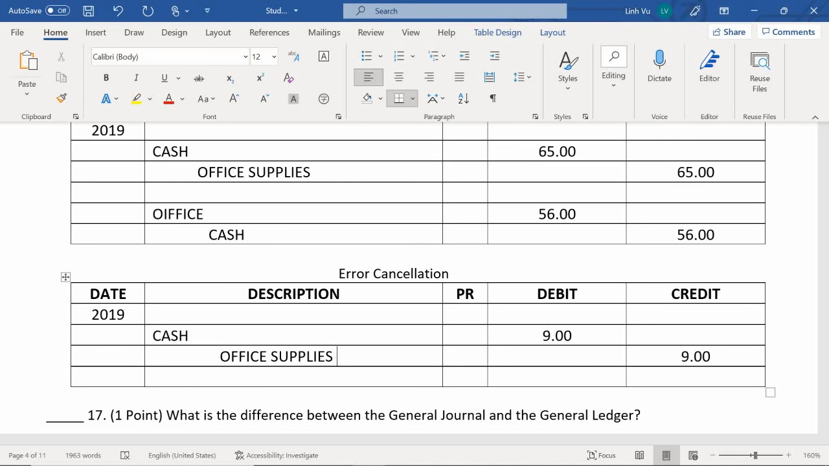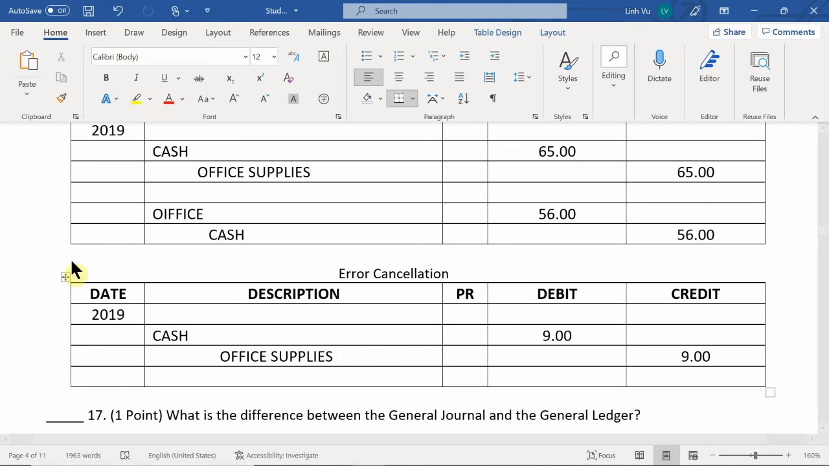So in order to use the error cancellation, I need to figure out which account has over and which account has under. In this case, these two accounts here are both over. They're not under. So again, my original journal was, I journalized it for $65 when I really only bought 56. Therefore, I need to debit my cash because I didn't spend that extra $9, and I need to credit my office supplies because I didn't spend that extra $9 to buy more office supplies. I spent only $9 less on office supplies, okay? Is this one clear?